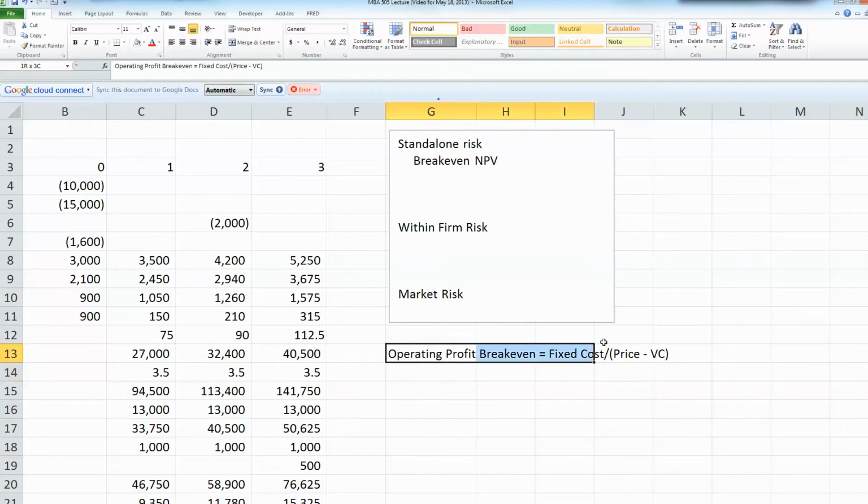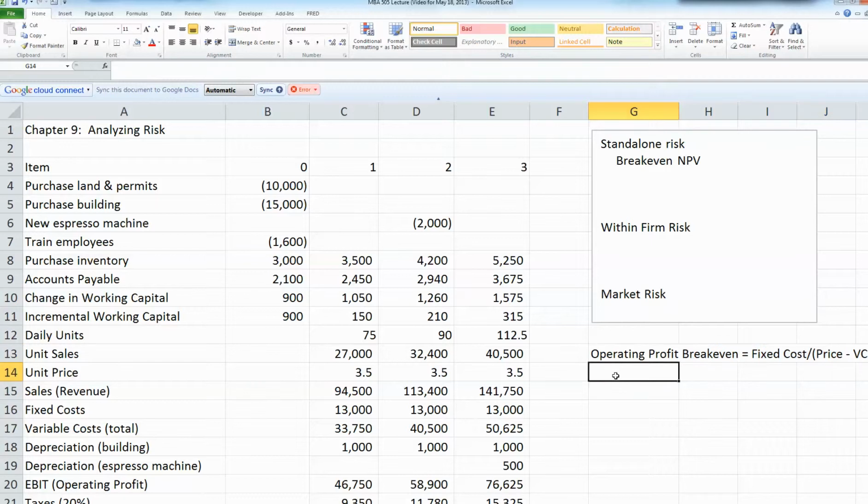The problem with this particular equation is, well, actually, let me backtrack a little bit. What this formula tells you is the number of units you must sell to have an operating profit of exactly 0. The problem with this formula is it ignores the cost of the actual project. So for our espresso stand, to calculate the operating profit break-even, I would take fixed cost of $13,000, divide by the price of $3.50 minus the variable cost of $1.25, which I'm just typing in because I don't have that in a separate cell anywhere.